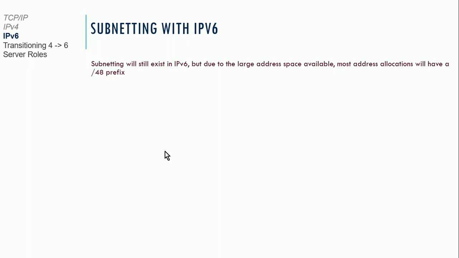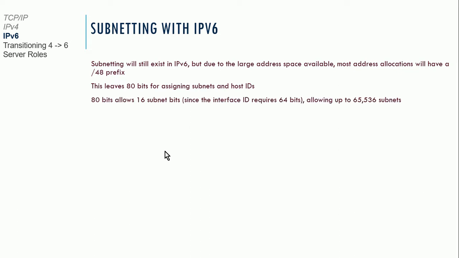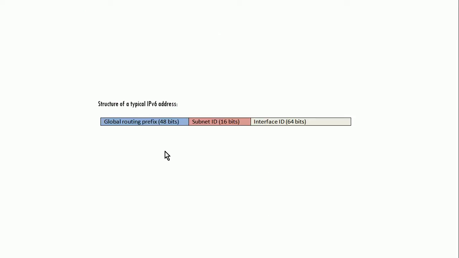So subnetting with IPv6, as I said before, we have such a large address space in IPv6, it really obviates the need to do subnetting. So most allocations just have a /48 prefix. So it leaves 80 bits for assigning subnets and host IDs. 80 bits allow 16 subnet bits, since the interface ID requires 64, and that allows up to 65,536 subnets, which is pretty significant.